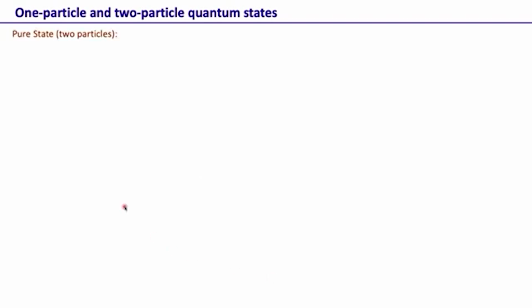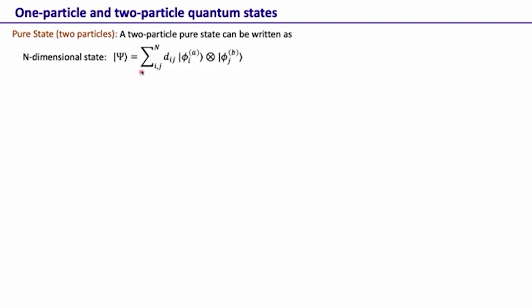Now let's go to two particles. We want to see what we mean by a pure state of two particles, and similarly a mixed state of two particles, and so on. The concept is exactly similar to what we have for one particle. A two particle pure state can be written, let's say in a one dimensional system, like this. This is a two dimensional summation: sum of d_ij, phi_i A tensor product phi_j B. A refers to the first system or first particle, and B refers to the second particle. Phi_i are the basis states for the first particle, and phi_j are the basis states for the second particle.